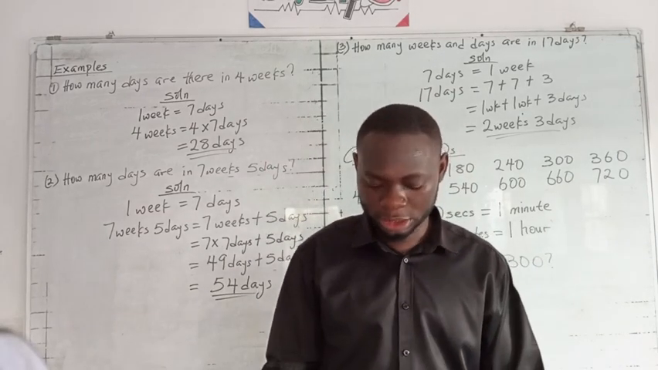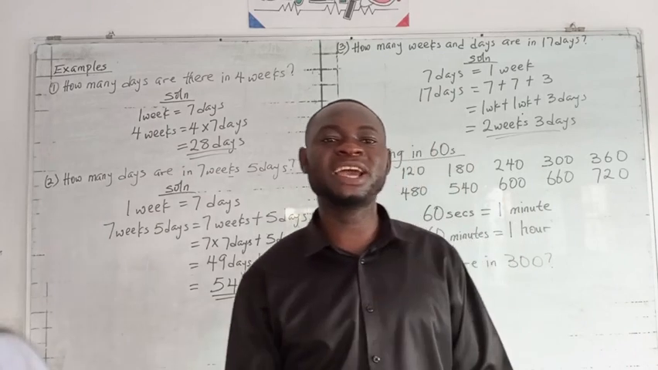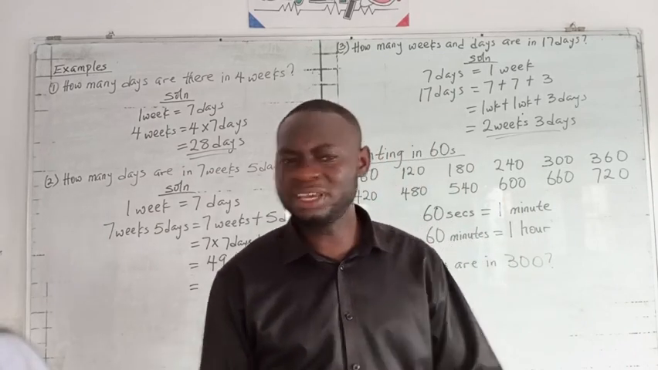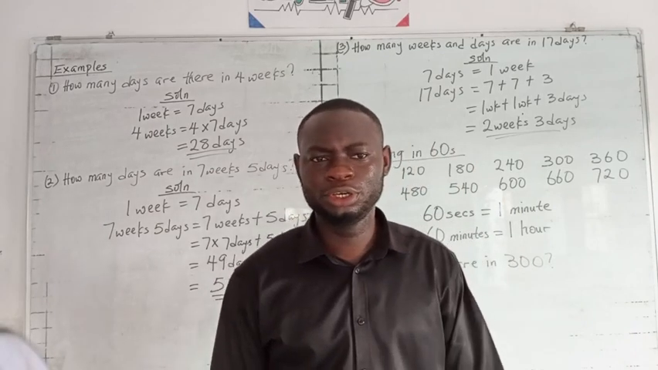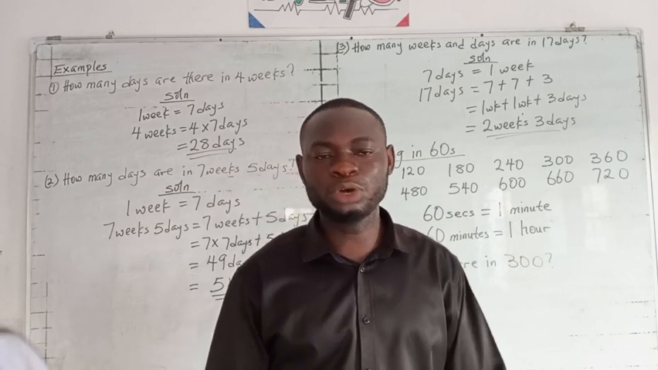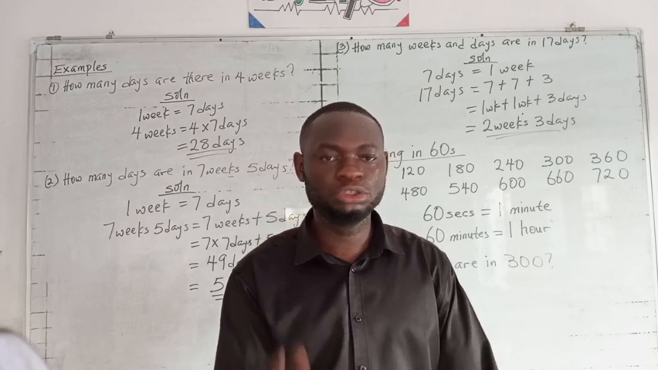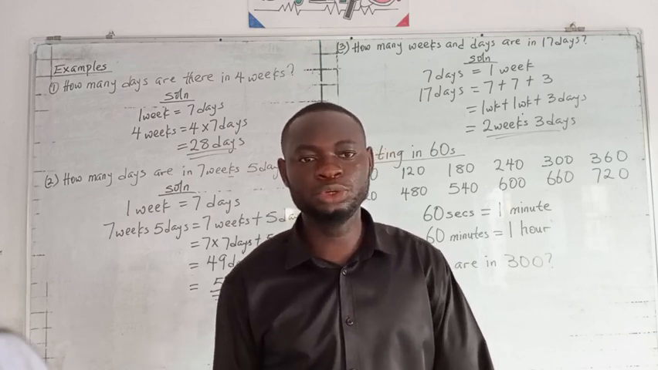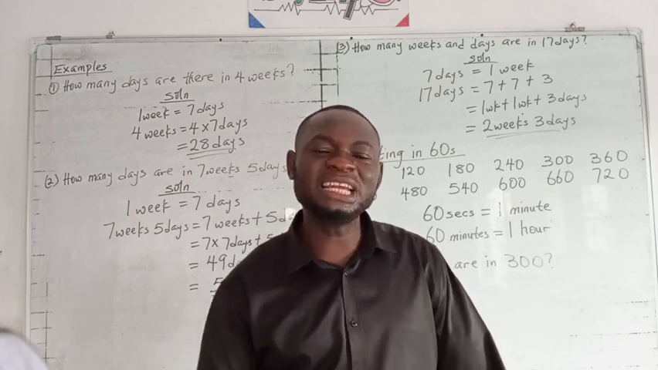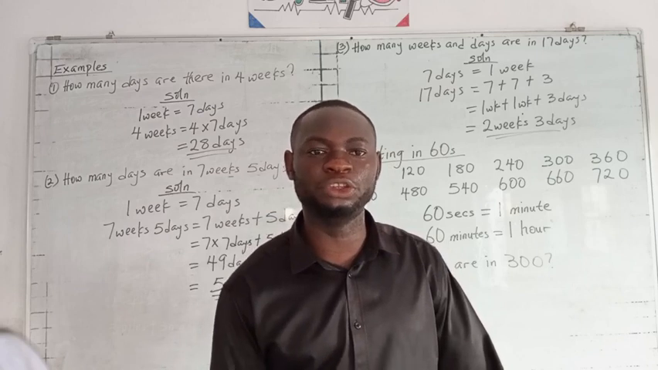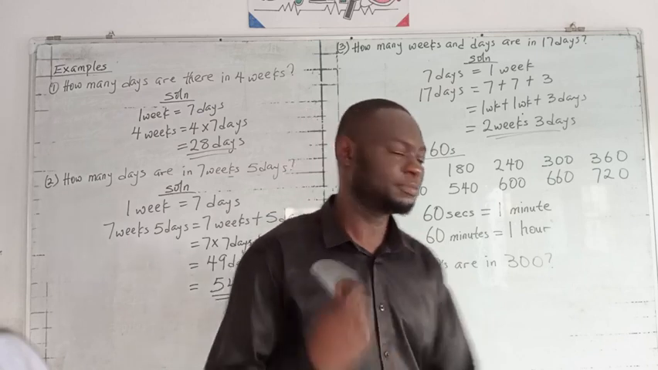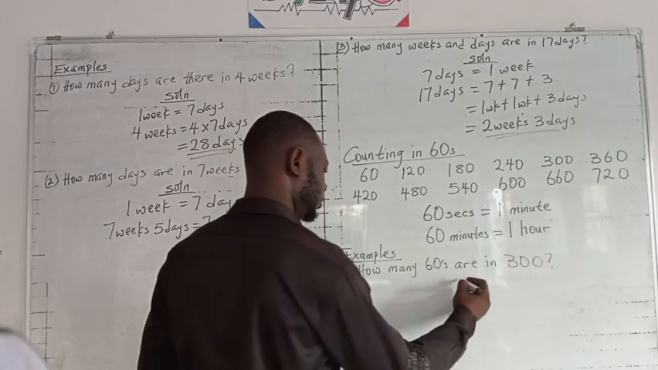But how do we do this? We can either do this by dividing 300 by 60. But since we've not done division, but we know subtraction, we can use the method of repeated subtraction or division pattern to get this answer. So what do we do? We repeatedly subtract 60 from 300. All right? So let's go. Solution.